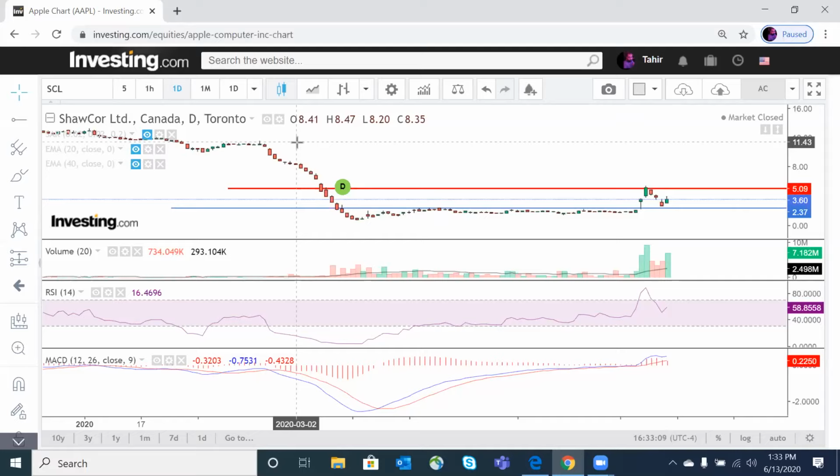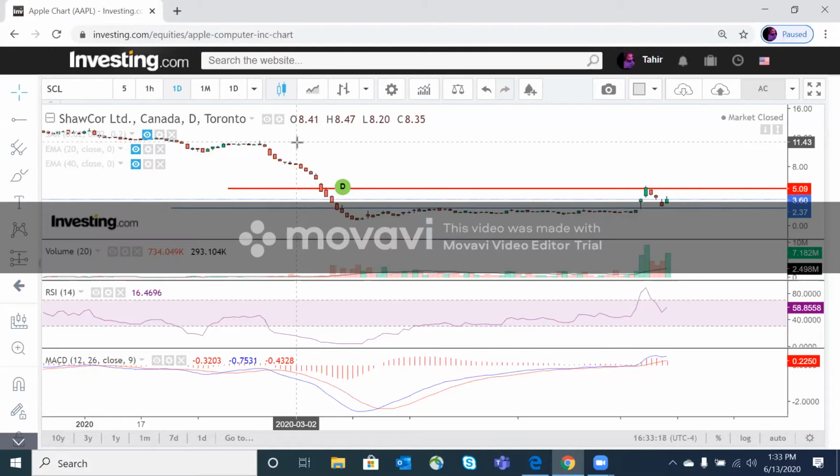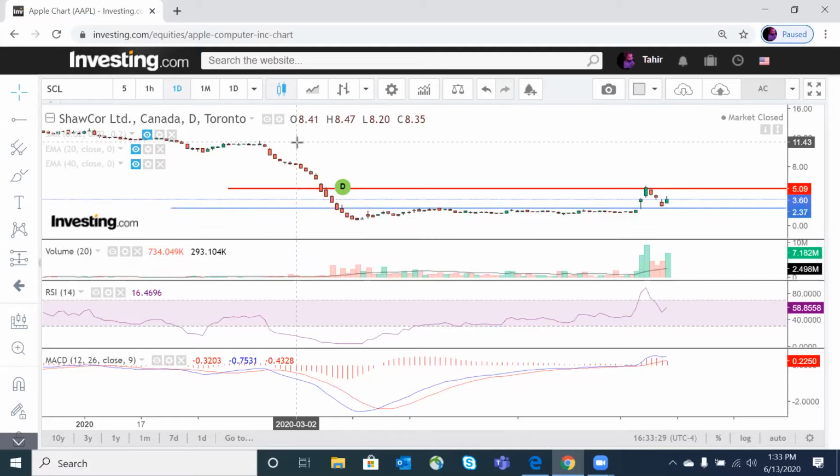This is for the investors, not for the swing traders. Those who are holding it, our recommendation would be to keep it for at least 2 months. It might give you a better, higher return. But it all depends upon your strategy, whether you are an investor or a trader. If you are a trader, you can never hold this for 2 months.